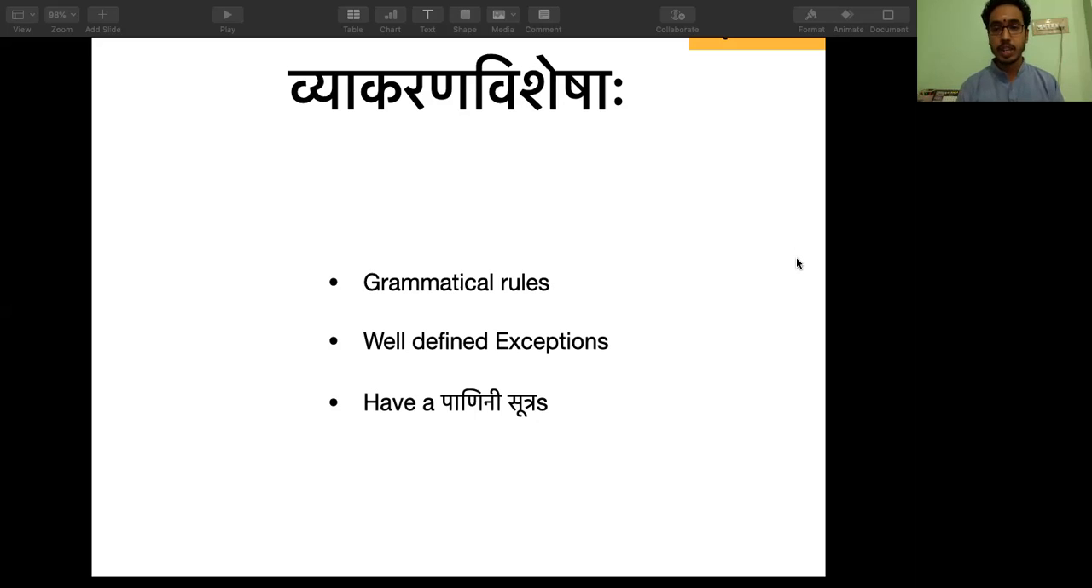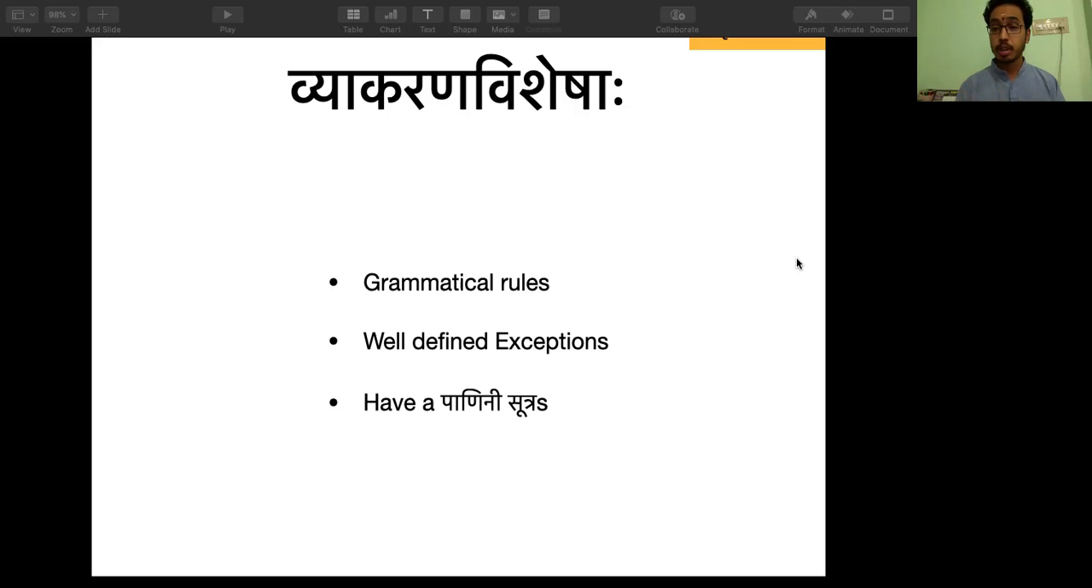So Vyakarana Vishesha, as the name itself tells, Vyakarana is grammar, Vishesha is something special. So they are the exceptions that are present in any language. Every language will have some exceptions because there can't be hard and fast rules in language, because language is something that we are using for communication. So there can be times when we may have to change the rules which are already there to suit the requirement.